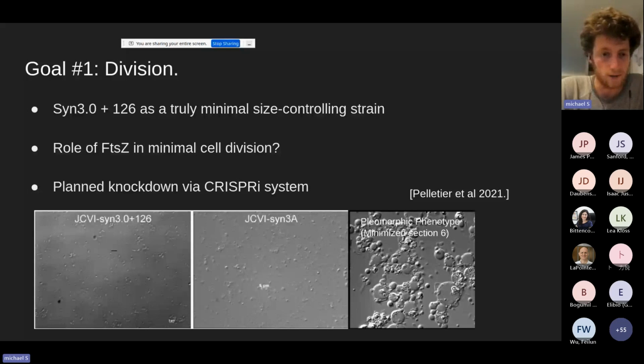So what I'm hoping to do is a knockdown of these 7 genes in the Syn3O plus 126 using a CRISPRi system. This way, we can not only have cells with the genes on and off, but we can actually do a gradual knockdown. And hopefully, by doing this, we'll be able to see a transition between these regular mycoplasma morphologies and the more pleomorphic phenotype. There's a lot of work I'll probably need to do. It's very hard to gauge the size of Syn3A in the chemostats that we use.